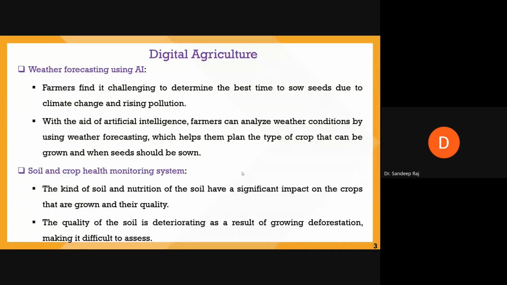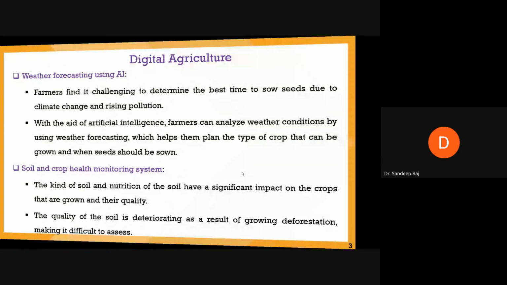Another aspect of AI in agriculture is the soil and crop health monitoring system, which is today's topic of discussion. The kind of soil and nutrition of the soil have a significant effect on the crops that are being grown and their quality. The quality of the soil is deteriorating as a result of growing deforestation, making it difficult to access.